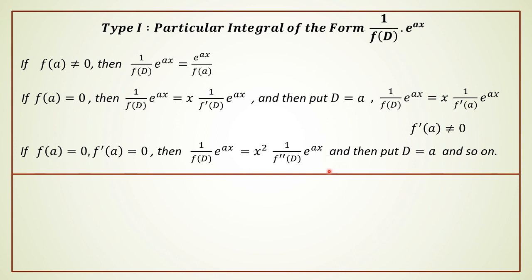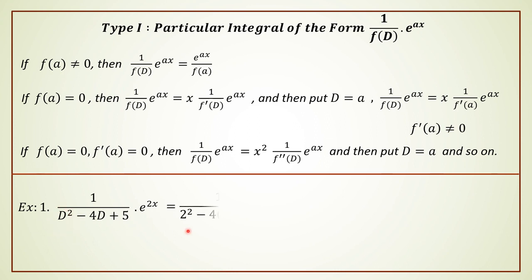Let me just explain it with an example. Say suppose you have to find 1 by D square minus 4D plus 5 acting on e to the power 2x. The rule says that you have to replace your operator D by the coefficient of x. What is the coefficient of x over here? It is 2, right? So replace your D by 2.